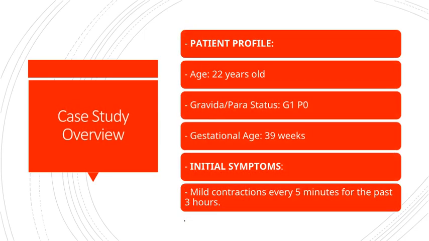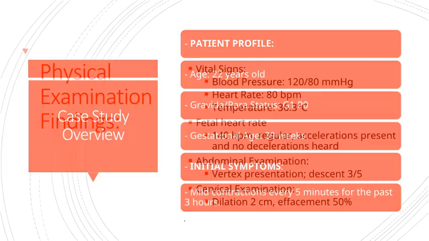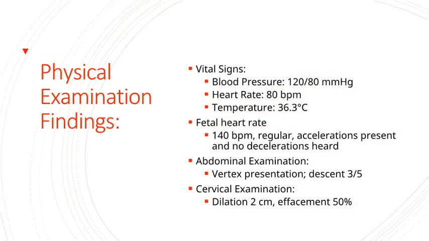Let's return to our case study of the 22-year-old at 39 weeks gestational age who presents with mild contractions every 5 minutes for the last 3 hours. What would you do next for the evaluation of this patient? A thorough physical examination is important in assessing labor progress. Vital signs provide information about maternal stability, while abdominal and cervical examinations help determine fetal position and cervical changes.